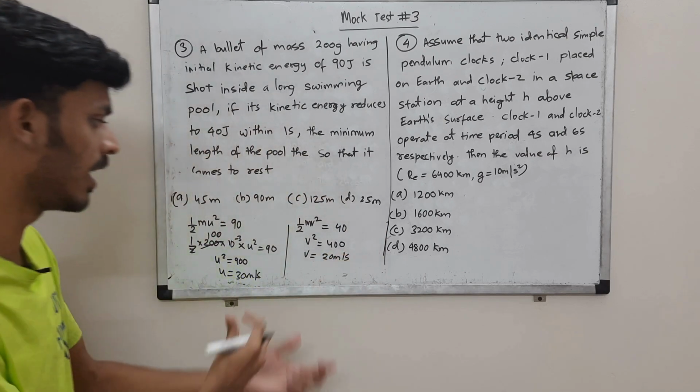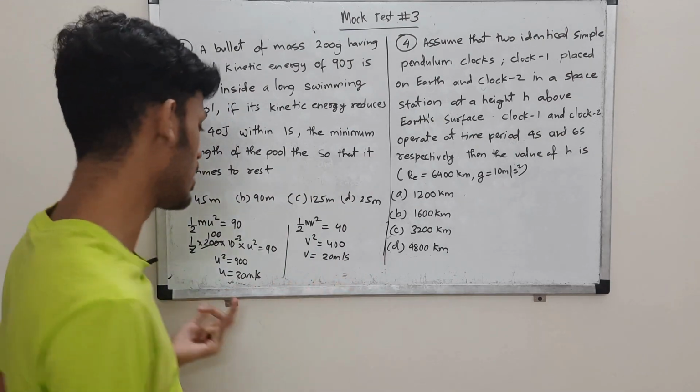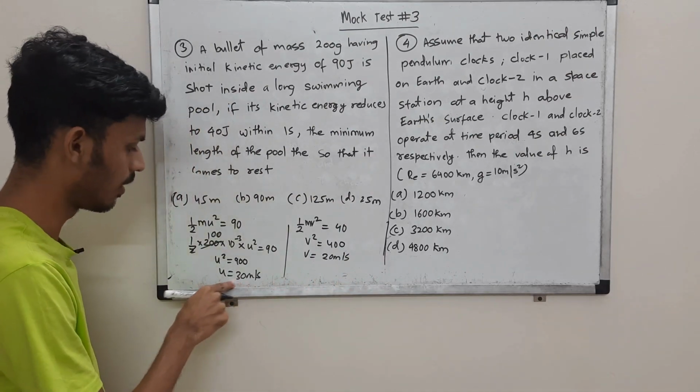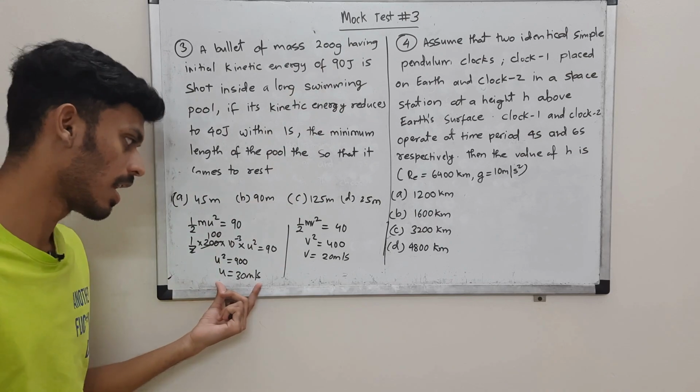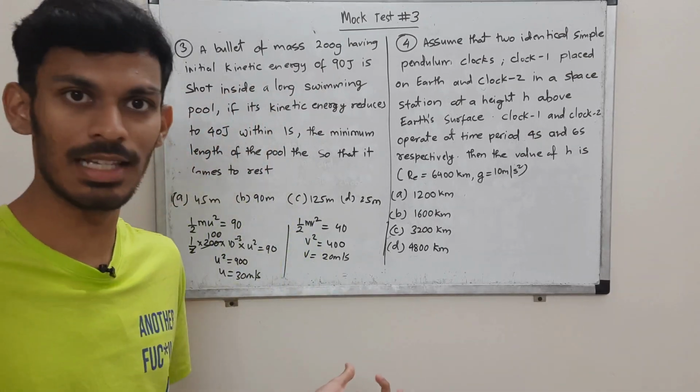Now the entire point of finding this and this, the velocity after 1 second, and this is the velocity initially, when the kinetic energy is 90 joules, and this is after 1 second, is to find the acceleration.